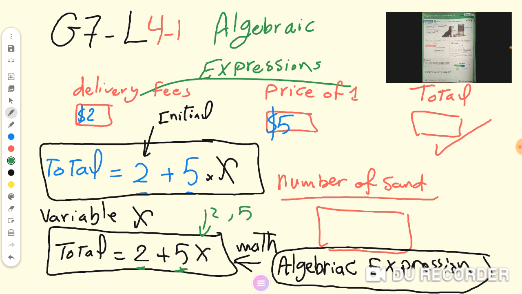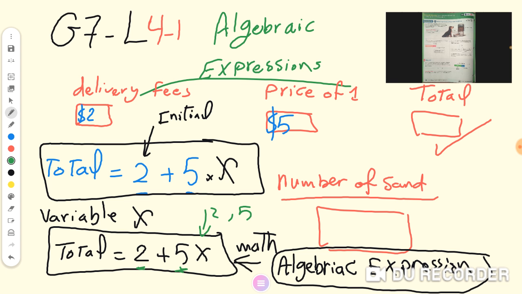Also, X here is called the unknown. I don't know exactly how many sandwiches I need for today or for tomorrow, so we can call it unknown. Any unknown, give it a letter: A, B, X, Y, Z, any letter, for the unknown in algebra.